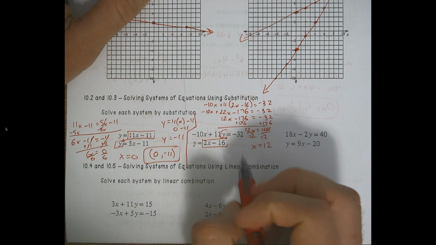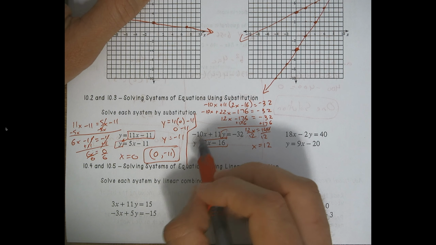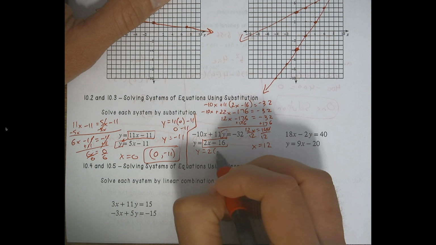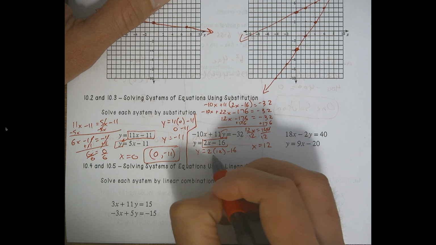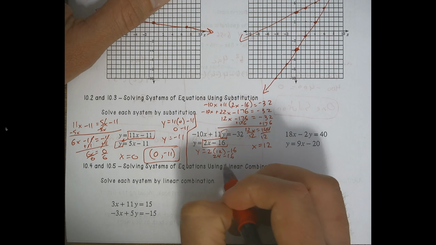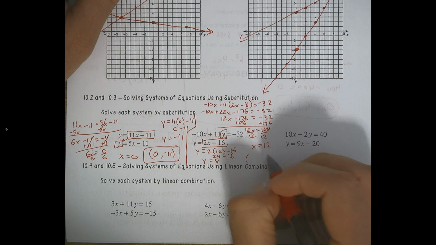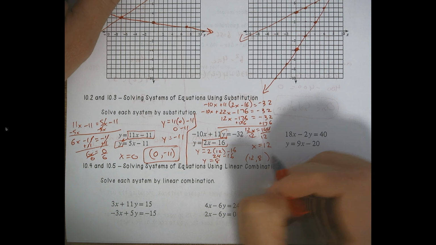Now, out of these two equations, I would go to the second one. Again, both of them will give you the right answer, but this one just looks easier to work with. So y equals 2 times, plug in my answer, 12 minus 16. That's 24 minus 16, so y equals 8. So final answer here, x comma y is 12 comma 8.